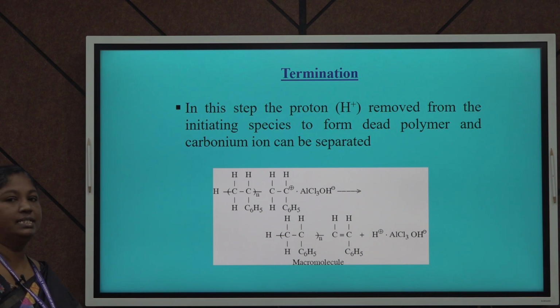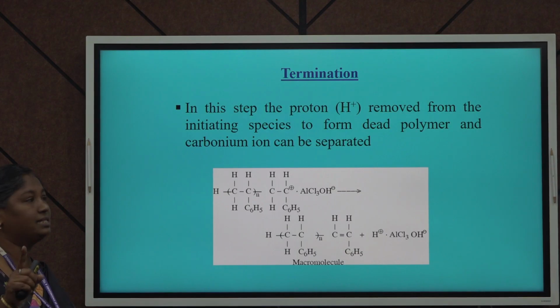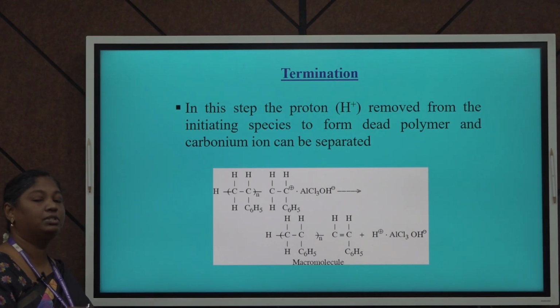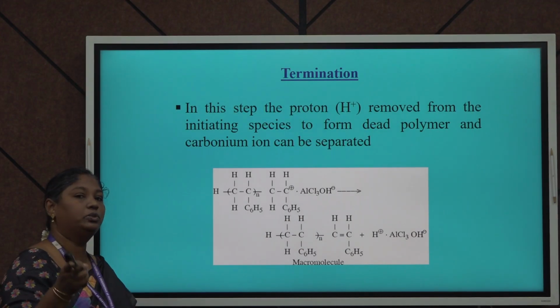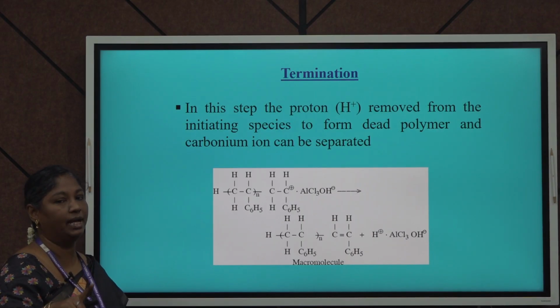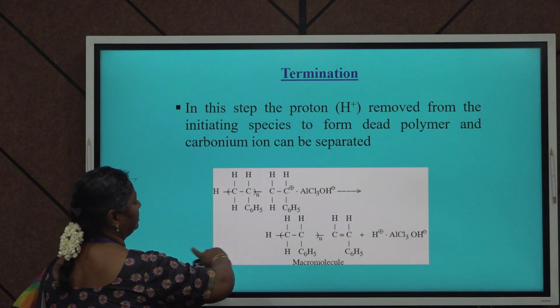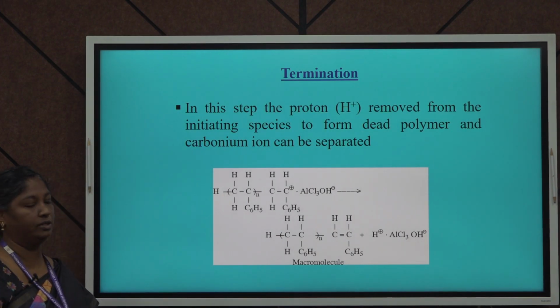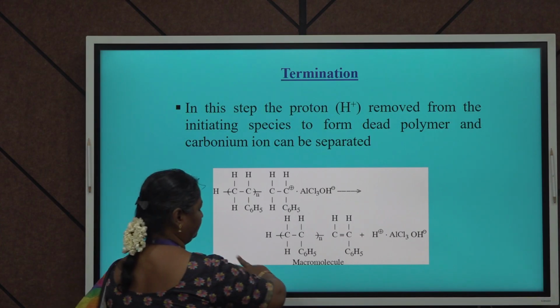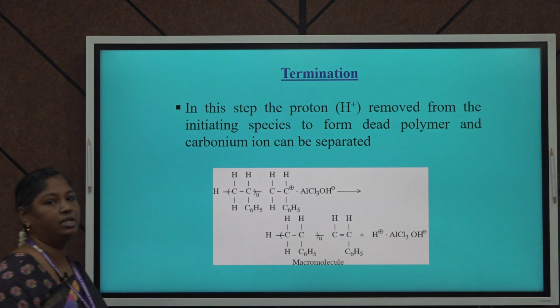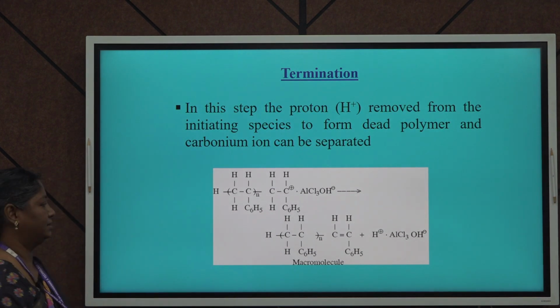The next is the termination. In this step the proton, that is the H+ ion, is removed from the initiating species to form a dead polymer, whereas in the free radical mechanism there is only a combination, where the 2 radicals combine together to form a bond. Here we have to remove this H+ ion to form the macromolecule. When we remove this, you will get a double bond in the final stage. So here we will be getting only unsaturated polymers.